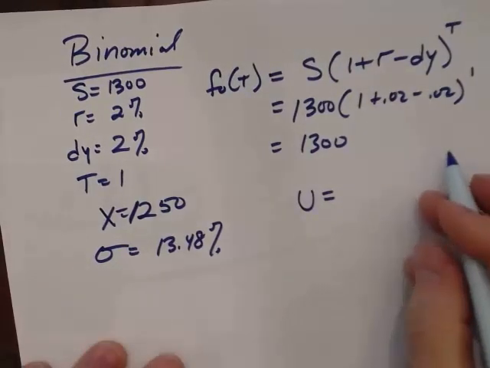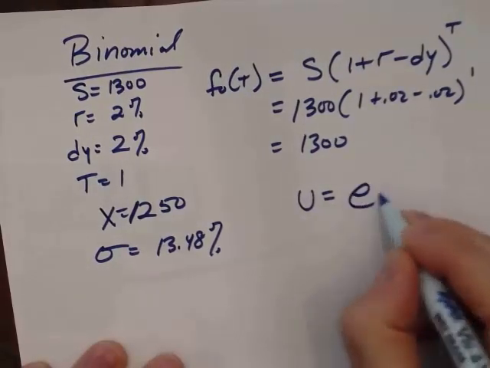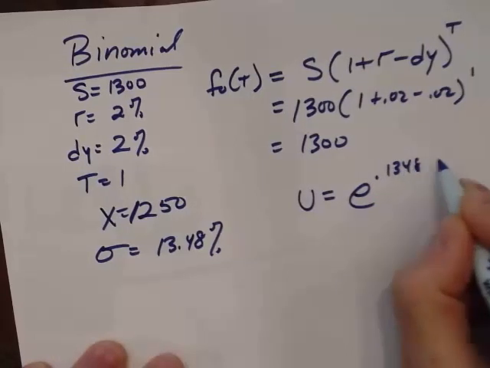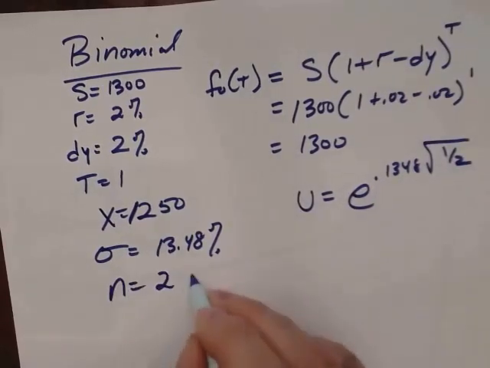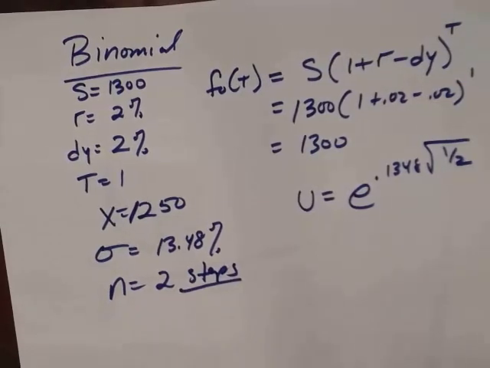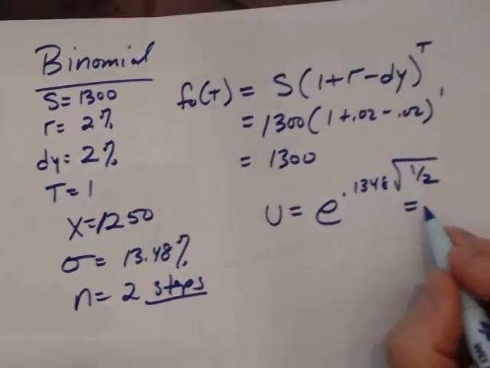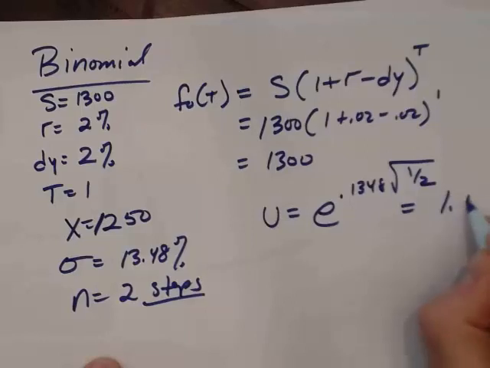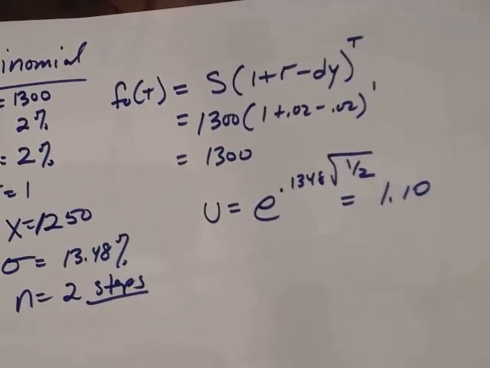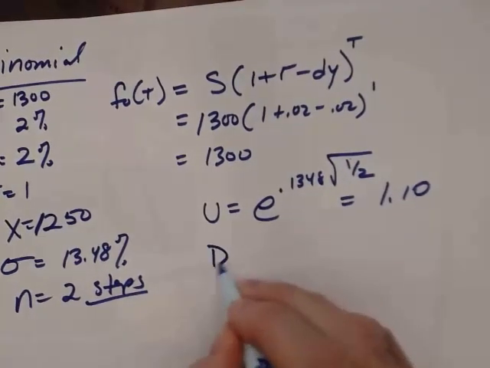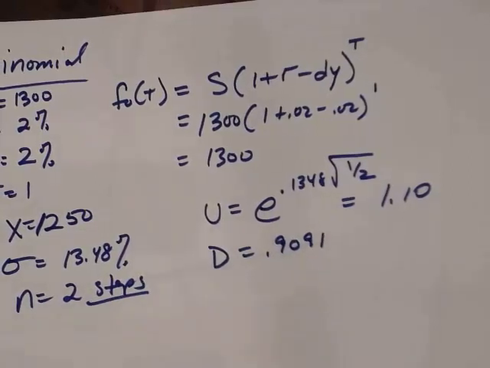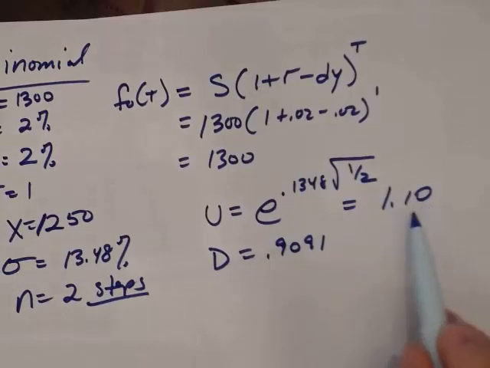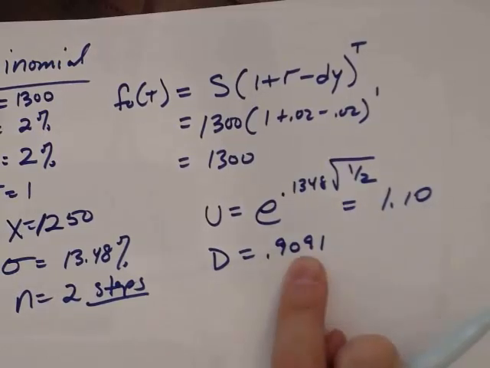So the U is, remember, e to the 0.1348 times the square root of 1 over 2. We're going to have n equals 2 steps here, like we've been doing. And so that means the up movement will be 1.10. Okay, so that's nice and convenient. Then D is 1 over U, and that's going to be 0.9091. So the futures price can go up 10% or it can go down about 9%, basically, here.